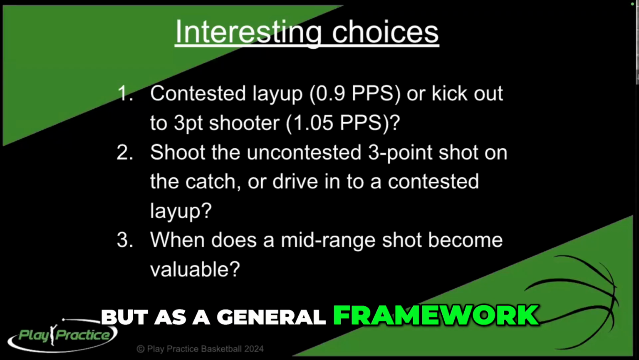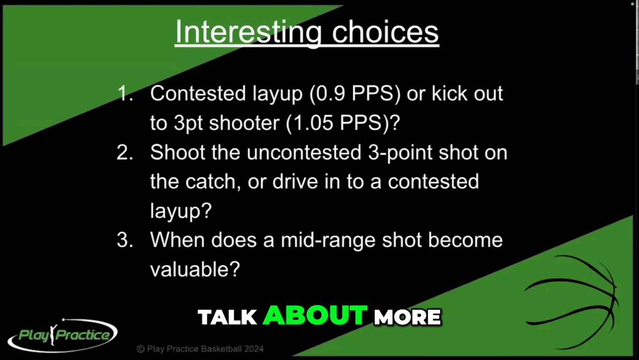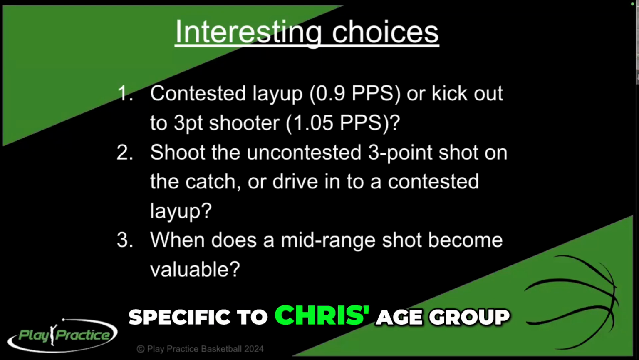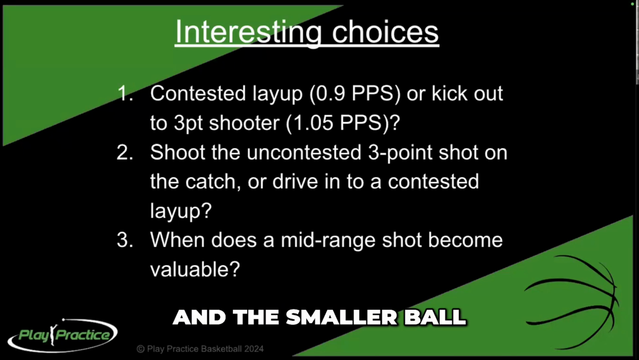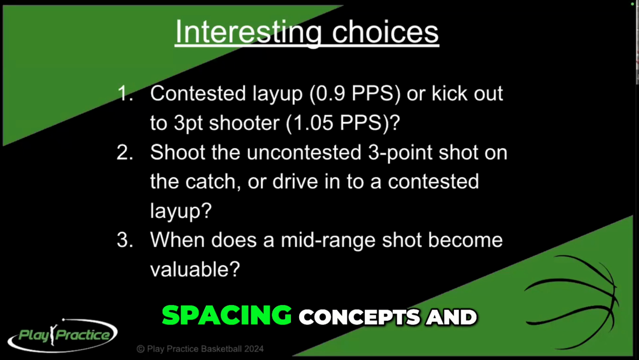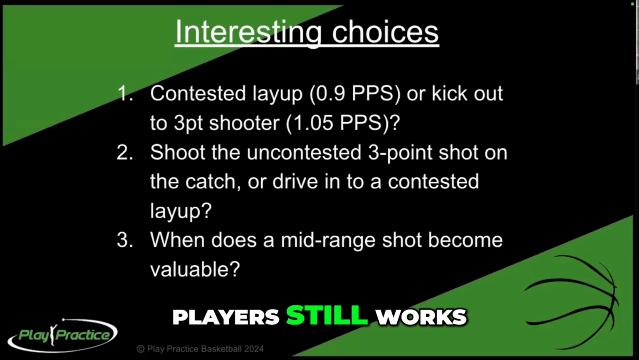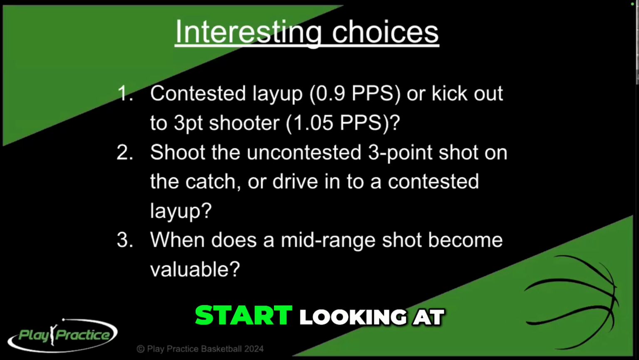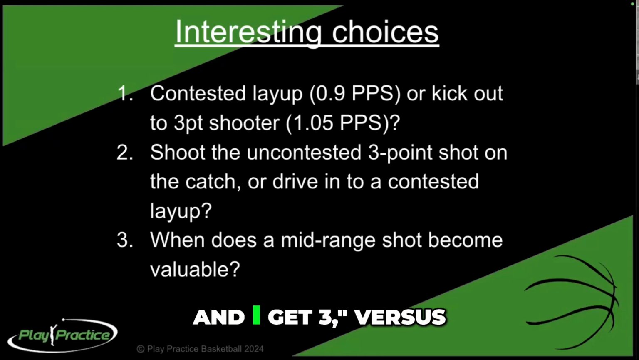But as a general framework, if we have the size of the court scaled, which I'd like to talk about more specific to Chris's age group, I like to use a miniature 3-point line with the lowered hoop and the smaller ball so that all these spacing concepts and technique for the strength and size of the player still work. And they get to start looking at this 12-foot 3-point line as makeable, and I get three, versus I drive into the sardine can and get squished and take a really tough shot, right?